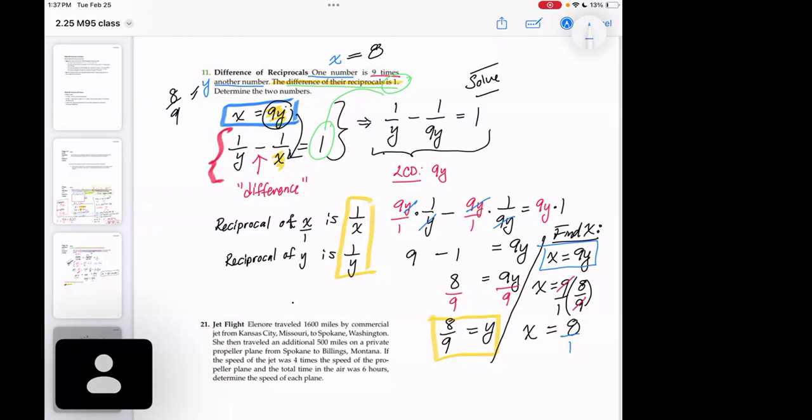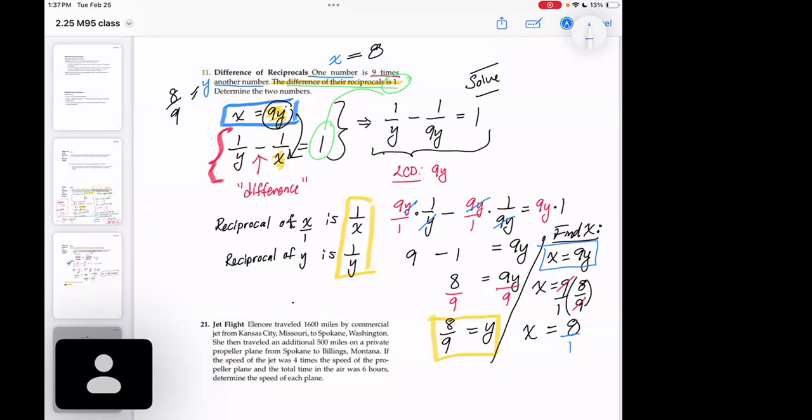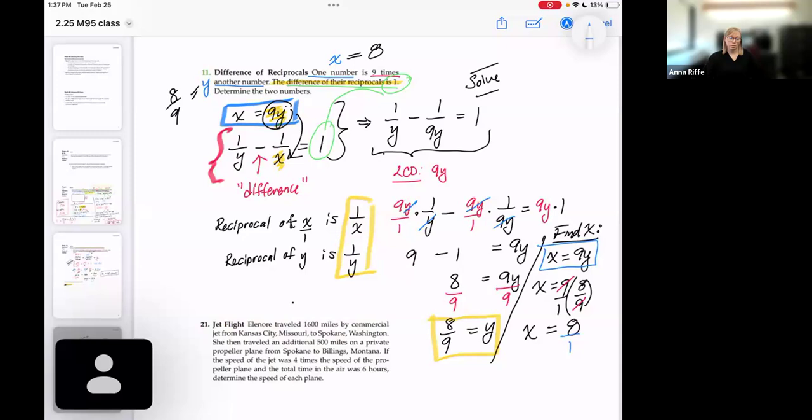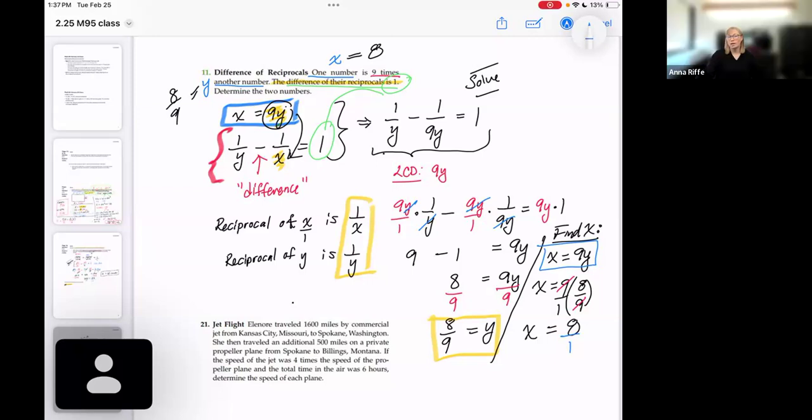So the x would equal 8, right? X is equal to 8, yes. So the other one would be y is equal to 8 over 9, and this one would be x is equal to 8. I created the variables X and Y, so I don't necessarily use those in my answer. I would just say one number is 8/9, the other is 8.